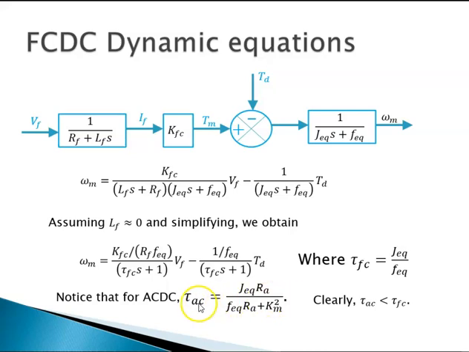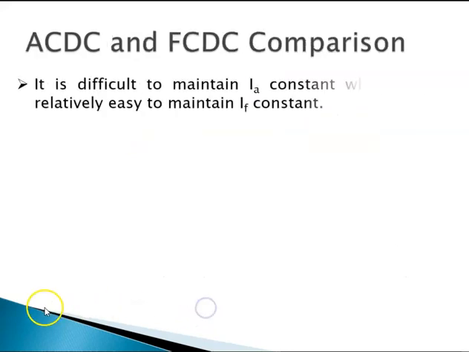If you recall, for armature control you have J equivalent RA by F equivalent RA plus Km square. We clearly see that the time constant for armature control is less than the time constant for field control. Thus, the armature controlled DC servo motor settles down very quickly as compared to the field controlled DC servo motor.